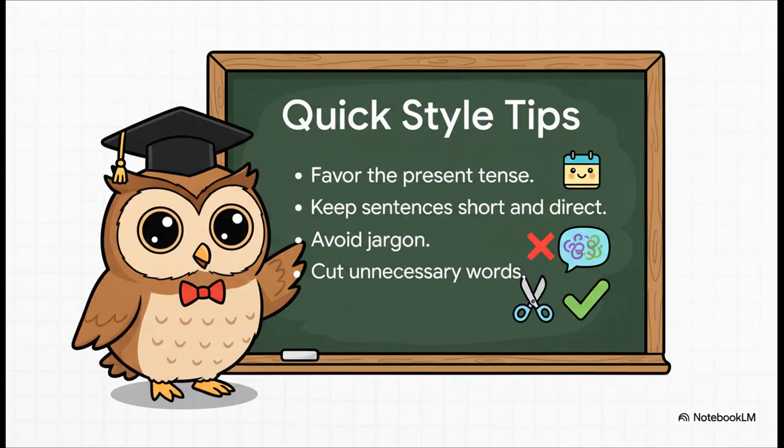It's a simple switch that makes your writing so much more powerful. And that same principle of directness applies to all of these tips. Using the present tense to describe what an author argues, keeping your sentences punchy, cutting out unnecessary jargon. These are all the hallmarks of strong, professional, and confident academic writing.